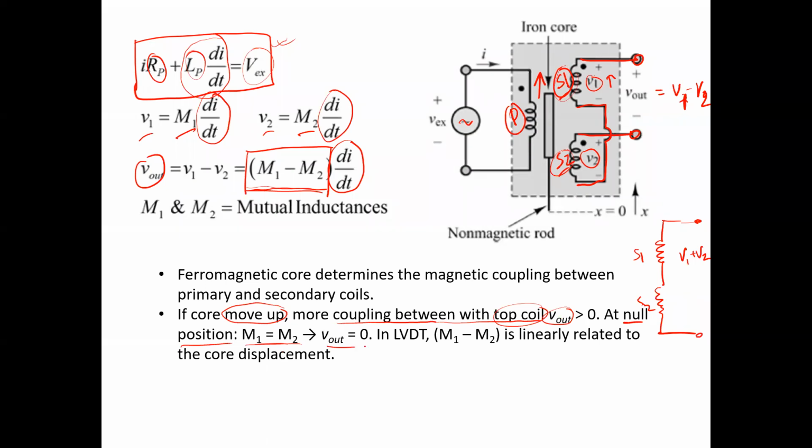So the output voltage will be 0. And if it is moved downwards, then the voltage V2 will be greater than V1, and in that case the output voltage will be less than 0. So in this way, the difference between M1 and M2 is linearly related to the core displacement. However, the linearity is normally obtained for a certain range.